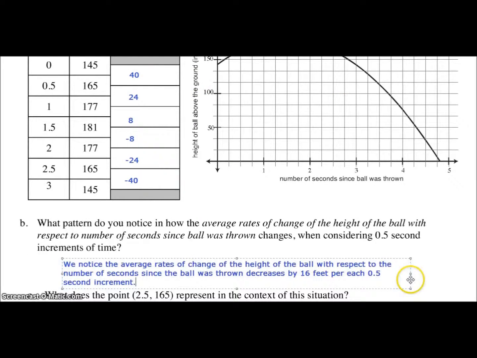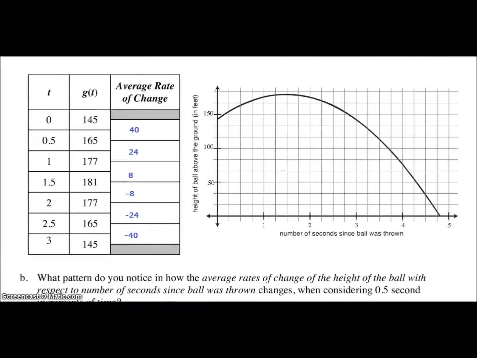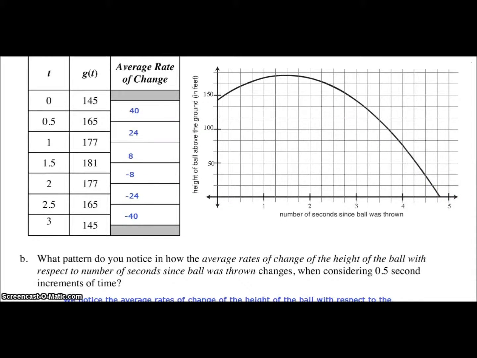So we notice that the average rates of change of the height of the ball with respect to the number of seconds since the ball was thrown decreases by 16 feet per each 0.5 second increment. So that tells us that the graph is concave down. You can see here that the graph is concave down. And again, we know that because the average rates of change are decreasing. We have a positive slope for any tangent line we draw here, a 0 slope at the top, then negative slopes down here, and the negative slopes getting more and more negative.